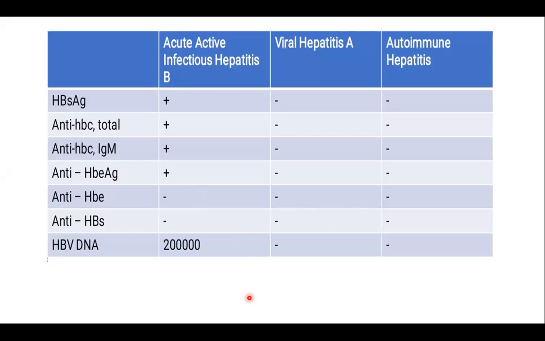And next is your hepatitis B virus DNA, which is found to have 200,000, while it is not found in your viral hepatitis A and autoimmune hepatitis.